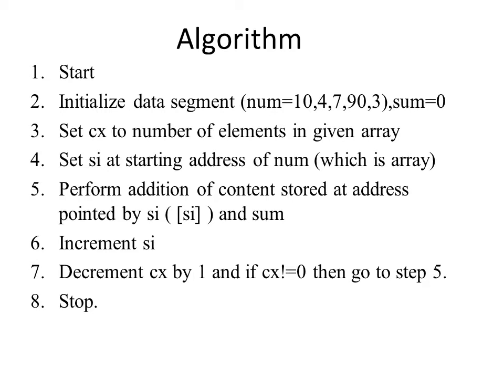In every iteration we will decrement the CX register value by 1. So initially if the CX register value is 5, after each iteration CX will get decremented by 1. It means after the first iteration it will be 4, after the second iteration it will be 3, after the third iteration it will be 2, after the fourth iteration it will be 1, and after the last iteration it will be 0. So we have to stop there.